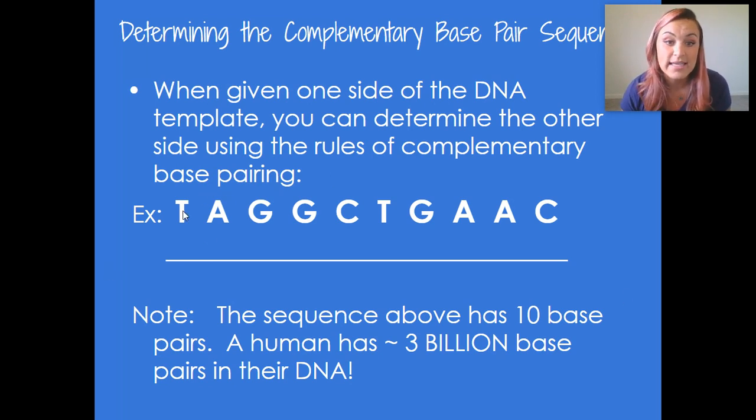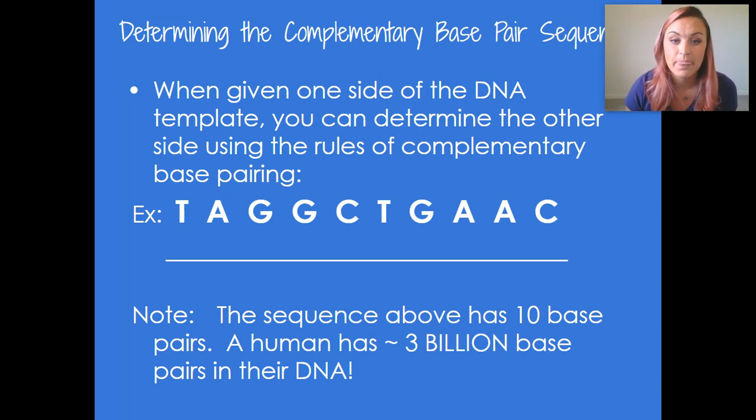If we've got a T, it's going to match up with an A. Looking at this strand right here, for example, we've got T, A, G, G, C, T, G, A, C. Our very first T is going to match up with an A. So on your paper right now, I want you to copy down this base pair strand. Pause the video right now so that it's not going past that point, and write down TAGGCTGAAC.